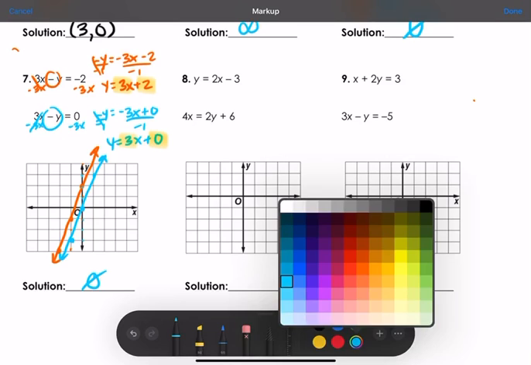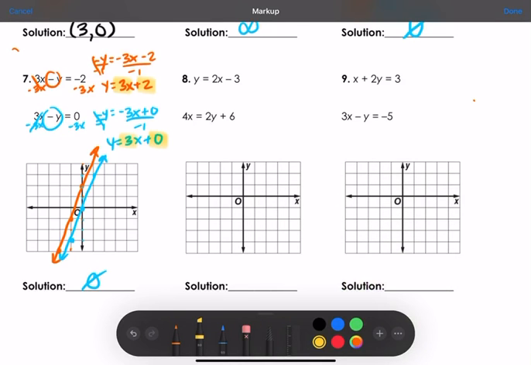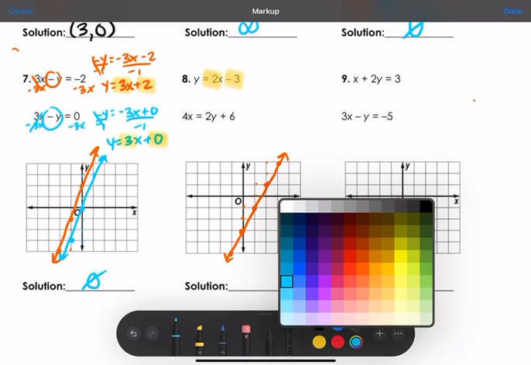Okay, next one. This y is already by itself, which is nice. My slope is 2. My intercept is negative 3. I'm going to go ahead and graph it. Negative 3 is down here. A slope of 2 is going up 2 over 1. There it is.